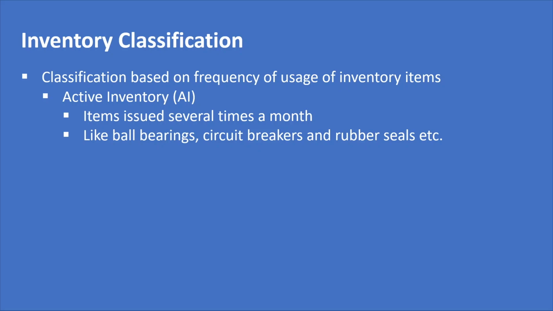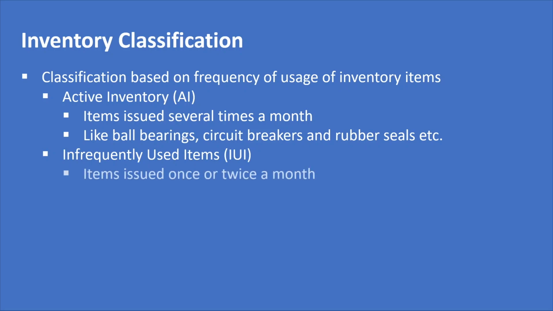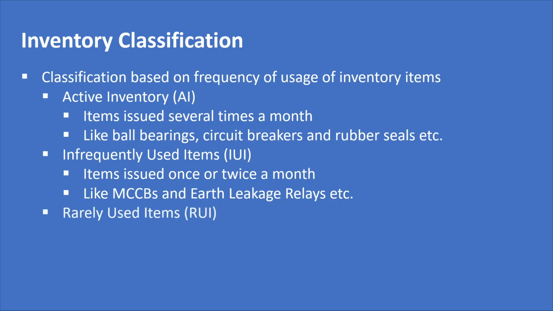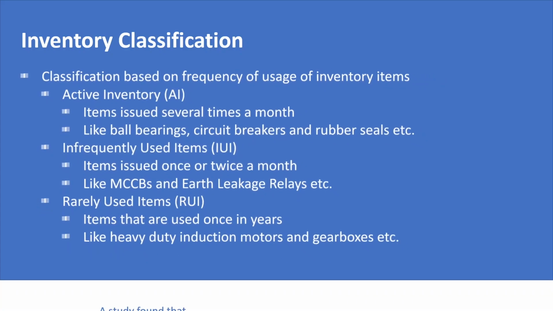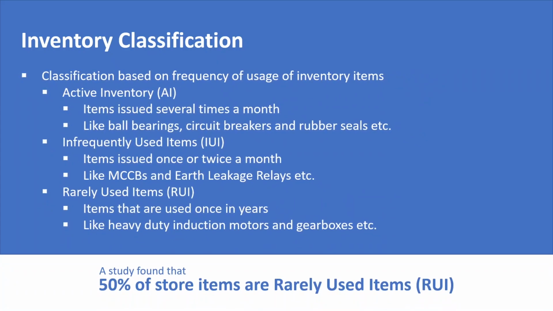Second category is of infrequently used items that are issued by the store once a month. It may include items like MCCBs and earth leakage relays. Finally, there are rarely used items that sit on shelves for years unused, such as heavy-duty induction motors and gearboxes. An interesting fact is that many studies on different industries found 50% of store items as rarely used items.